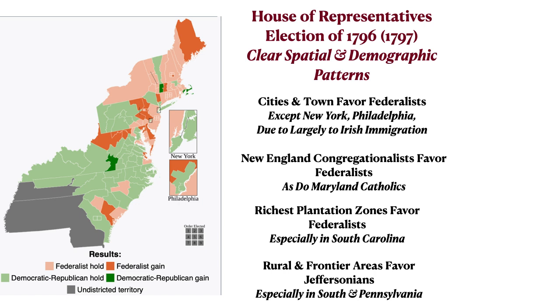But the richest plantation zones with very large plantations, they tend to favor the Federalists. They want a more limited democracy, more elite control. But when you get into the southern counties where you have a larger number of the yeoman farmers, the small-scale farmers, they tend to be very Jeffersonian in their voting patterns.